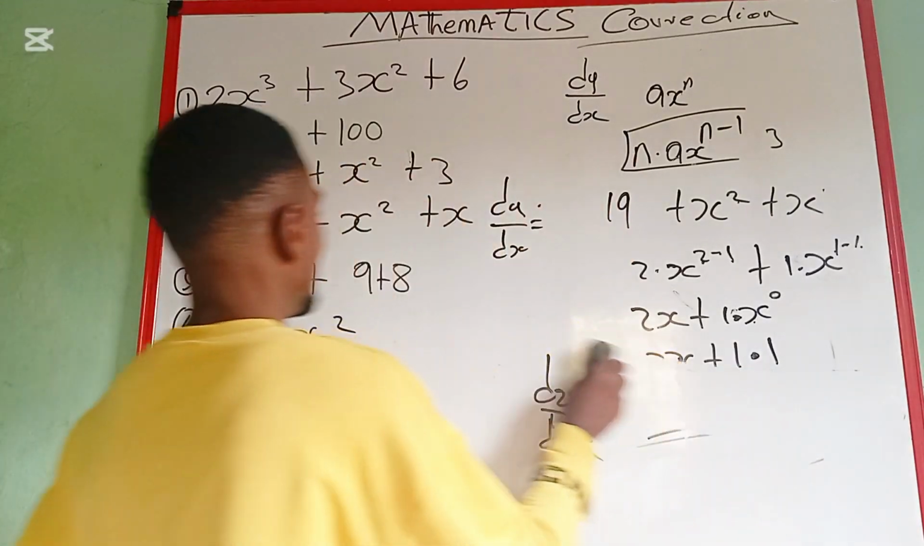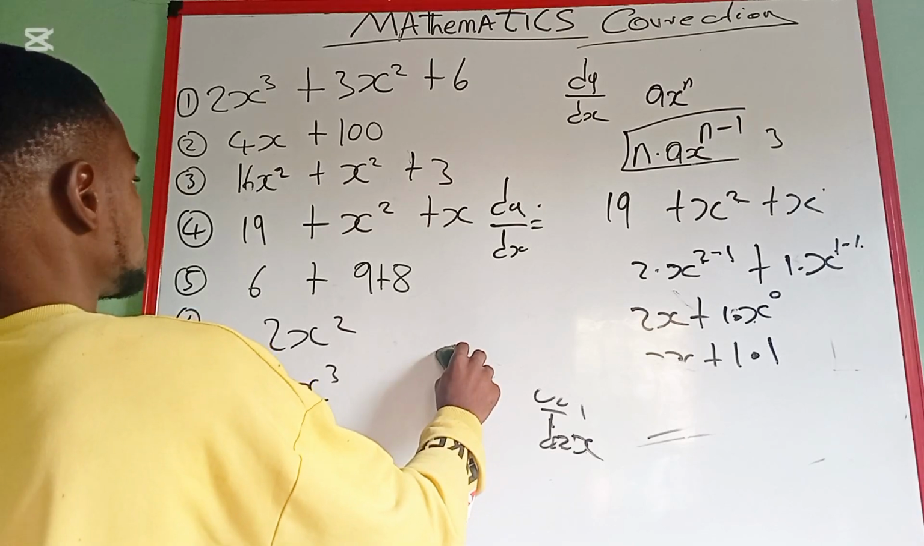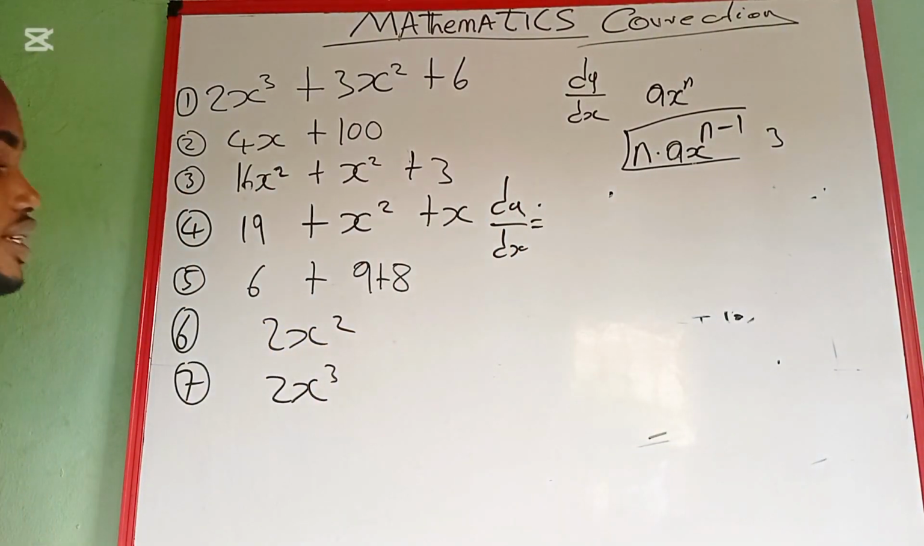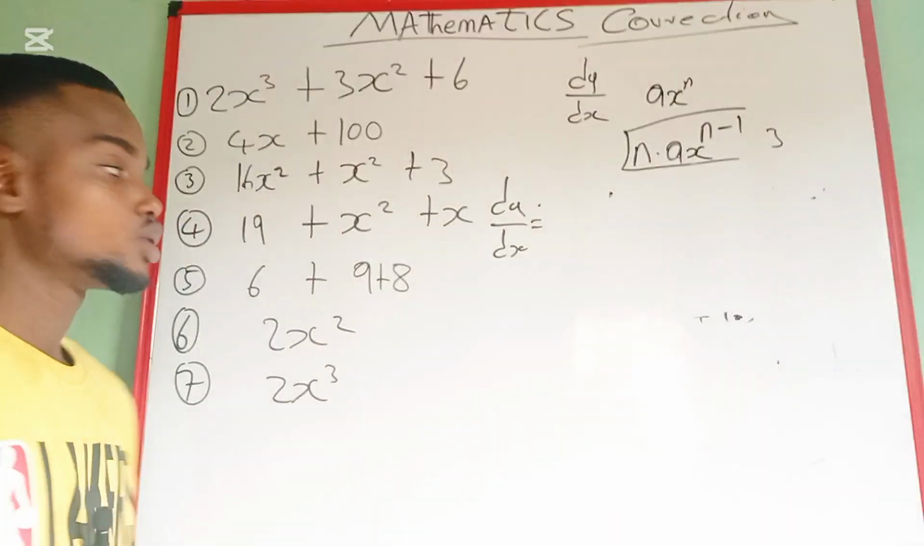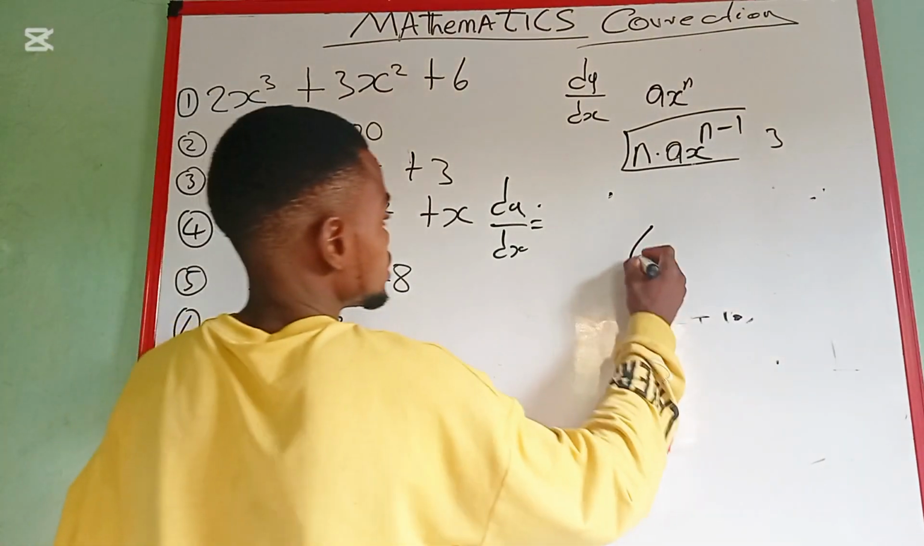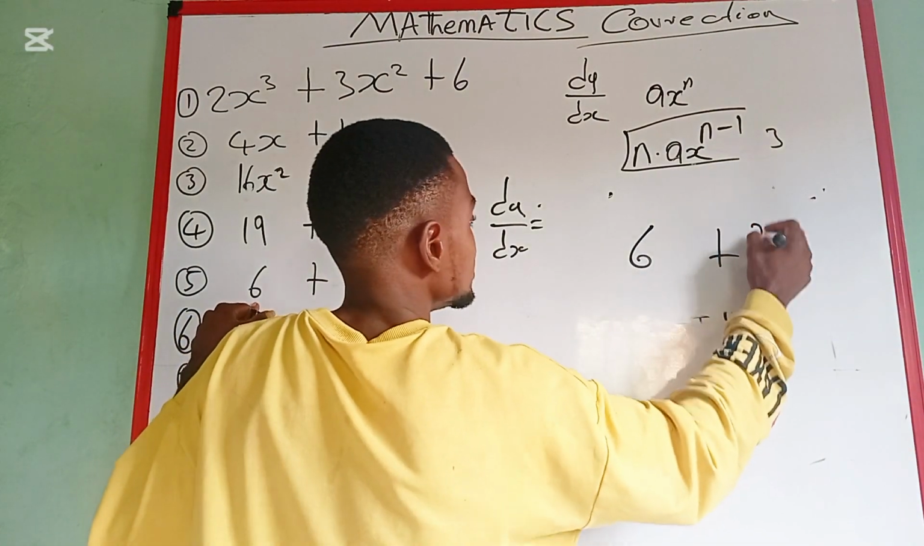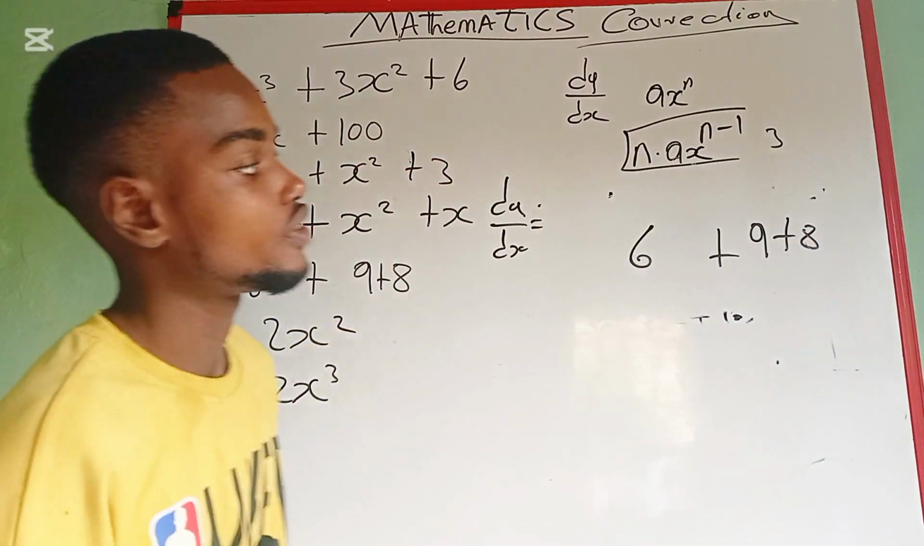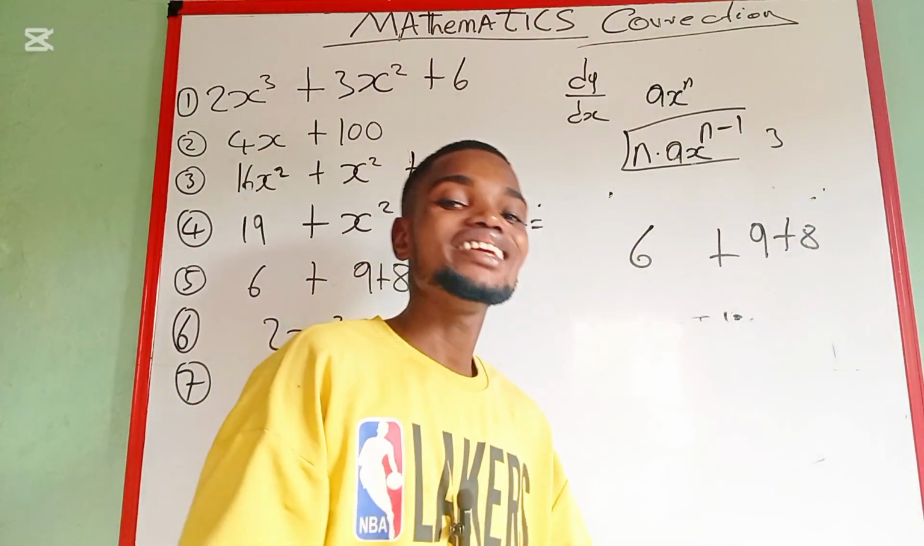All right. So let's move over to question number 3. With this, I hope you can be able to know what we're doing. So we have 6 plus 9 plus 8. All right. So find dy over dx of this. That is, differentiate this. So all we have here is constants.